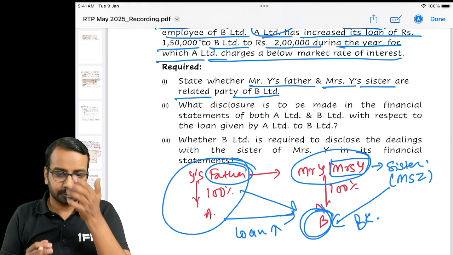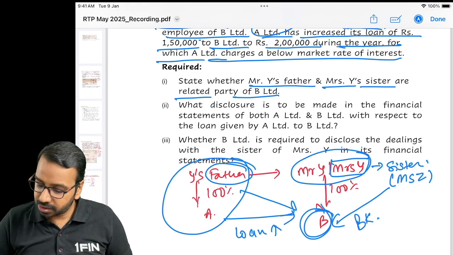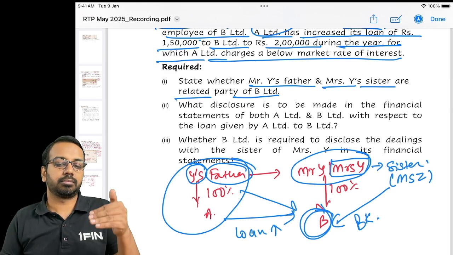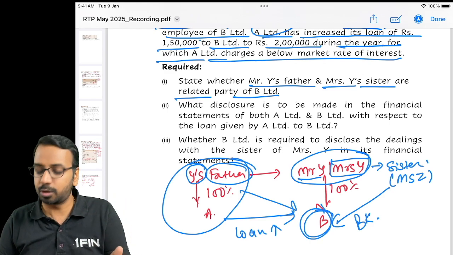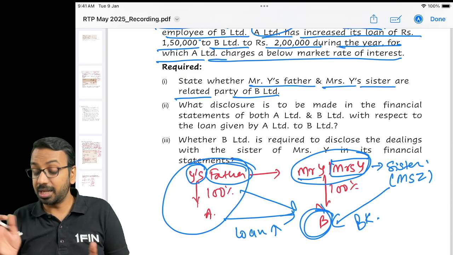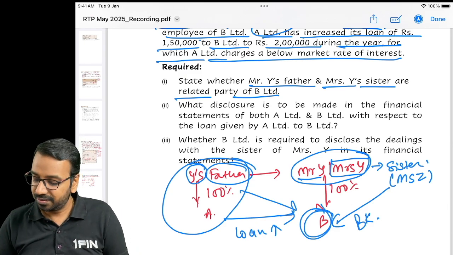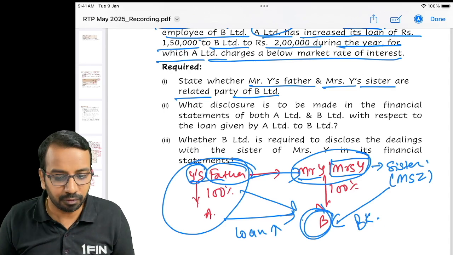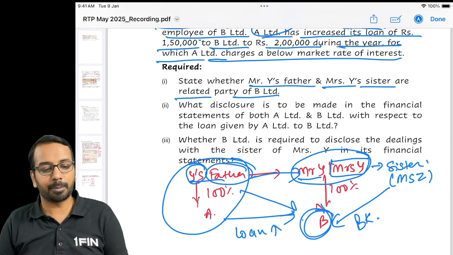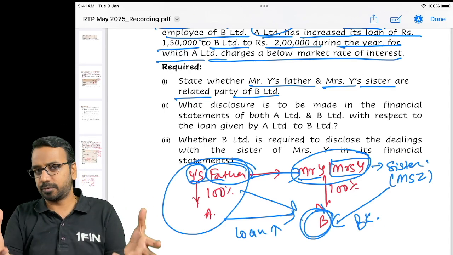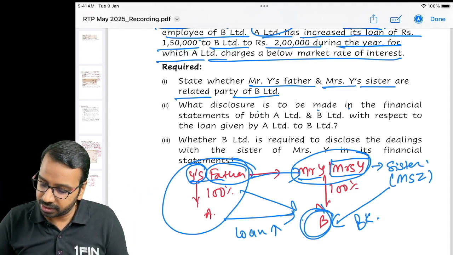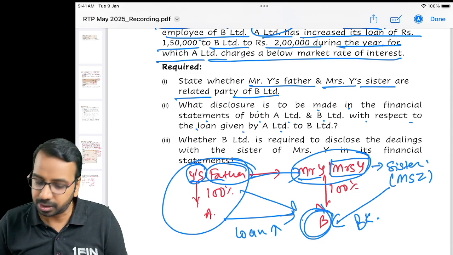Now if Mr. Y's father can influence the decisions of Mr. Y, which most likely can happen because there is a father-son relationship, then Mr. Y's father can become a related party of B because they are a close family member. That is one. Then what disclosure is to be made in the financial statements of both A Limited and B Limited with respect to the loan given by A Limited to B Limited?